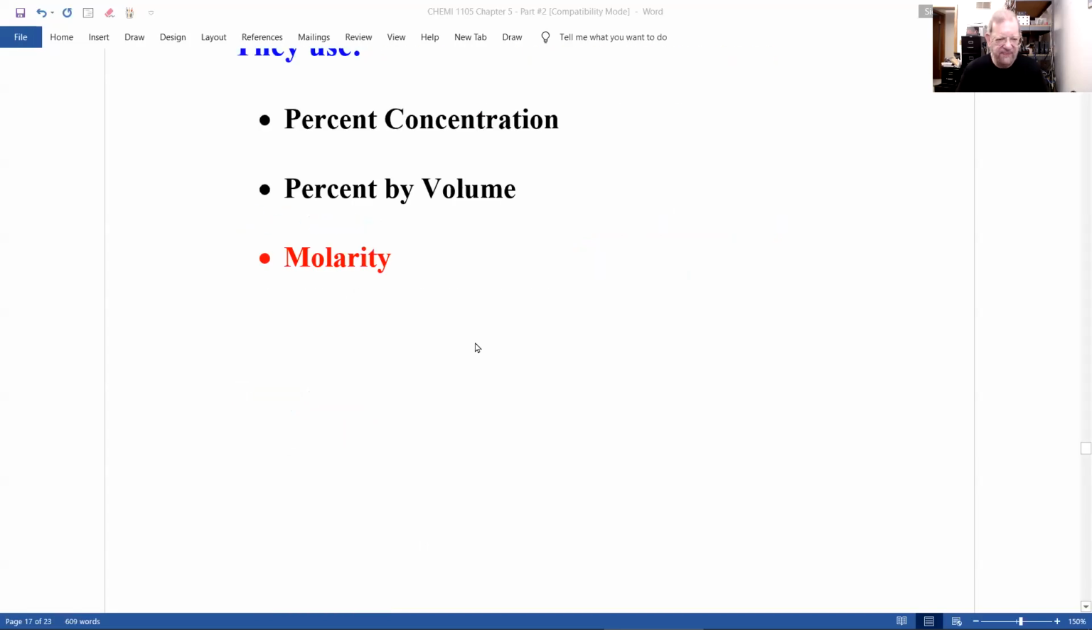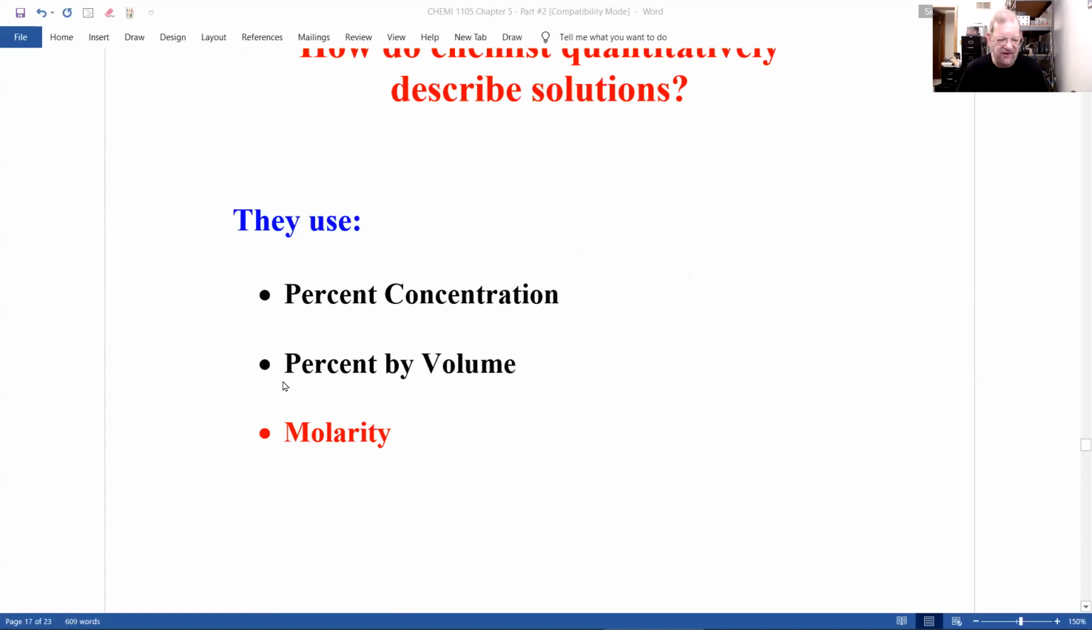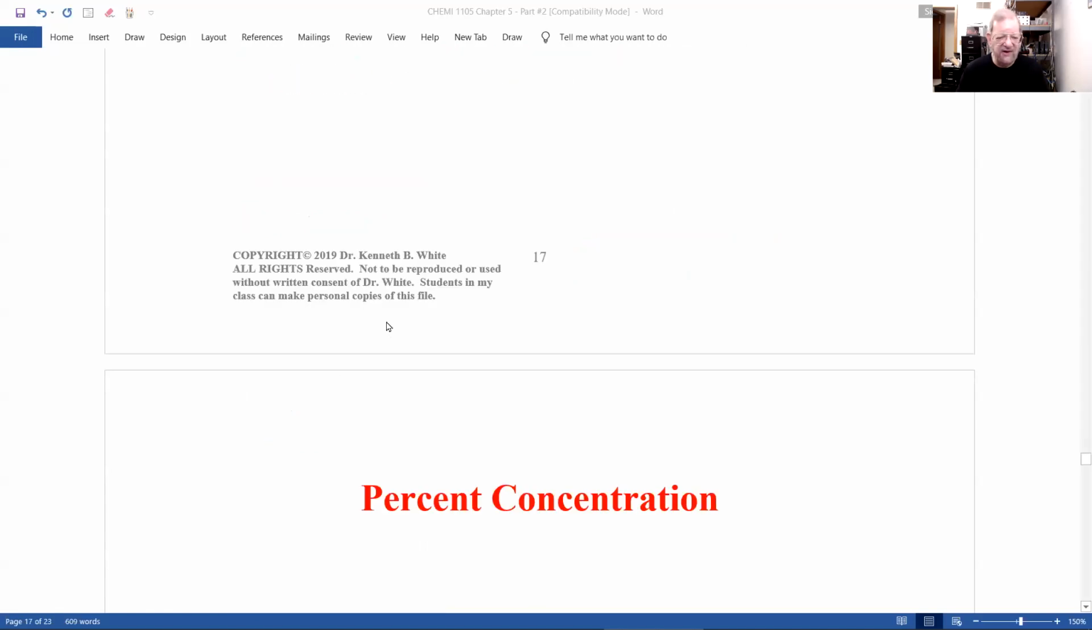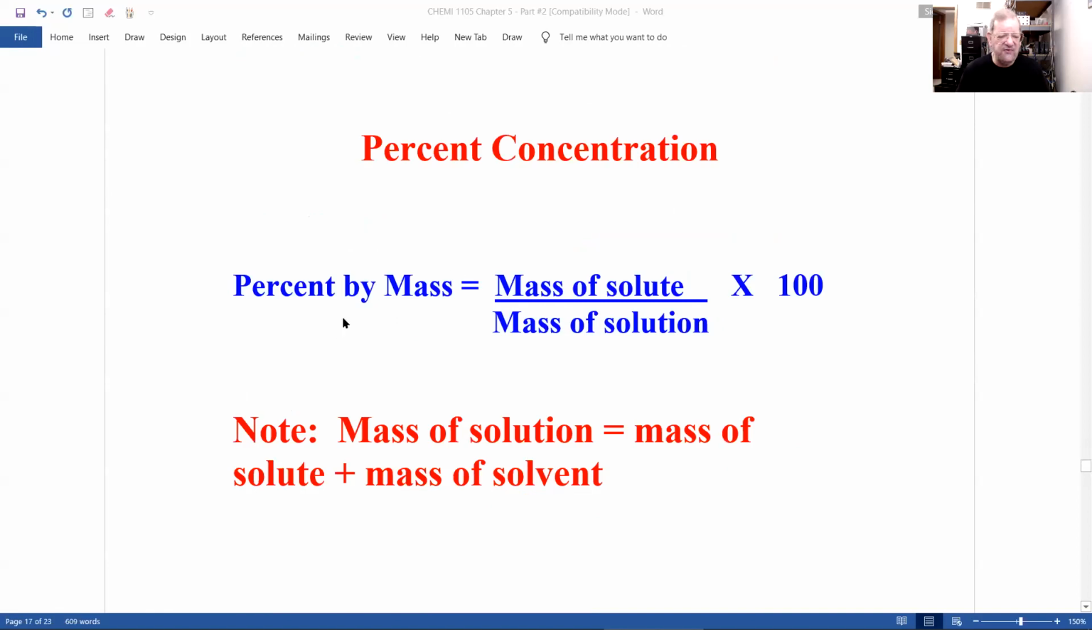Well, there are three types. There's percent concentration, percent by volume, and molarity. The first two, I'm turning the switch off, but I should mention it. Percent concentration, or percent by mass of a solute, is the mass of the solute divided by the mass of the solution, not the solvent, but the solution, which is the mass of all solutes plus the solvent, times 100. The greater the percent mass of the solute, the more that's in there.